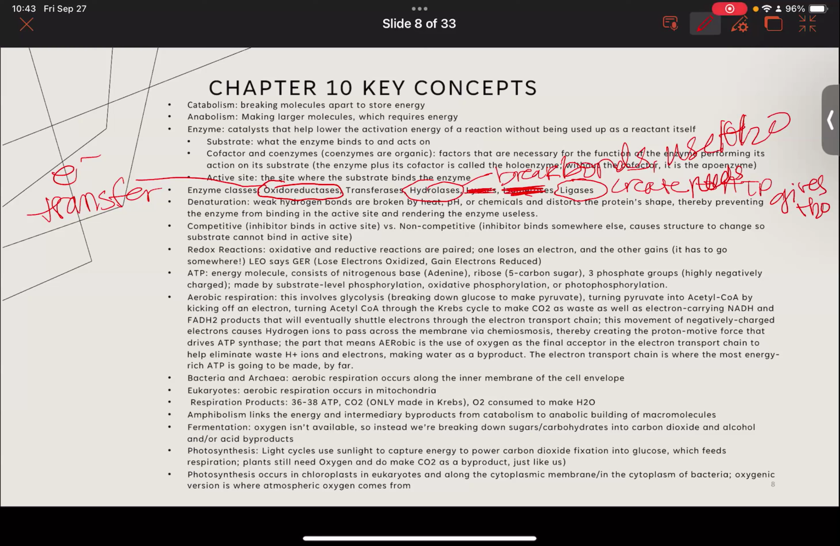Leo says GER or oil rig, whatever you like. I have Leo says GER on this one, but we went over the other one in class. I'm sure you remember. Whatever works for you, you do need to know that losing electrons is being oxidized and gaining electrons is being reduced, because we follow that through in a lot of our steps in the next parts of what we're talking about in chapter 10.